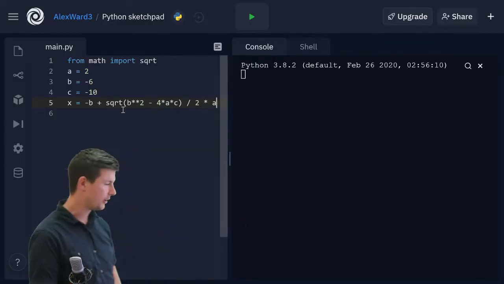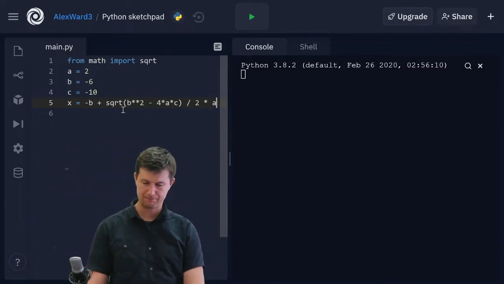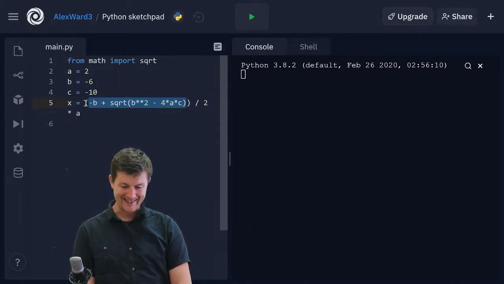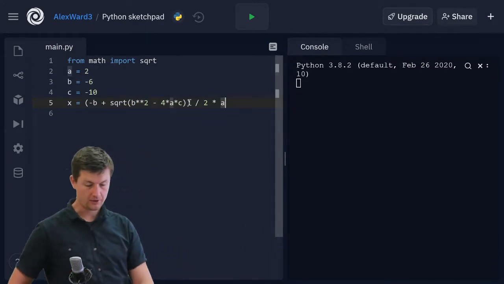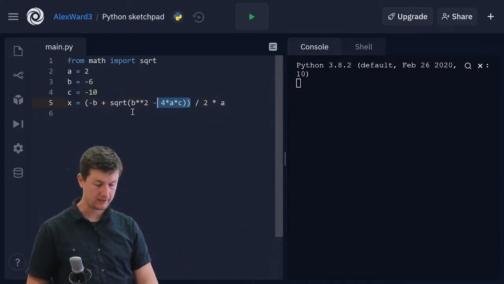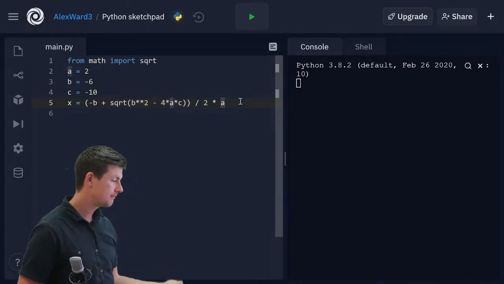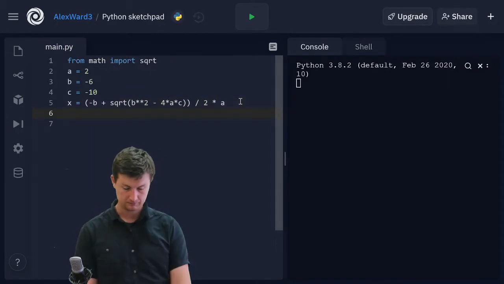Is that going to work? No, it is not. Why is it not going to work? Because of the order of operations. I need to take that whole thing there and make sure that is what is divided by 2a, not just this part here. All right? Okay, so that's going to give me one of the solutions. Let's print x. Let's see if it works.